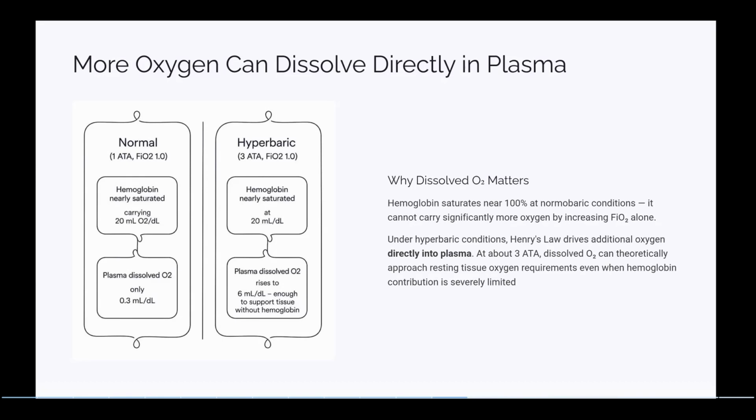Now, let's talk about where that extra dissolved oxygen actually goes. Think of hemoglobin as your normal fleet of oxygen delivery trucks. Under normal conditions, those trucks are already almost completely full. Hemoglobin is close to fully saturated, just breathing regular air. So adding more oxygen concentration doesn't give you many more trucks to fill. But hyperbaric pressure opens a different option entirely. Instead of relying only on the trucks, oxygen starts dissolving directly into the plasma, the fluid the trucks are driving through.